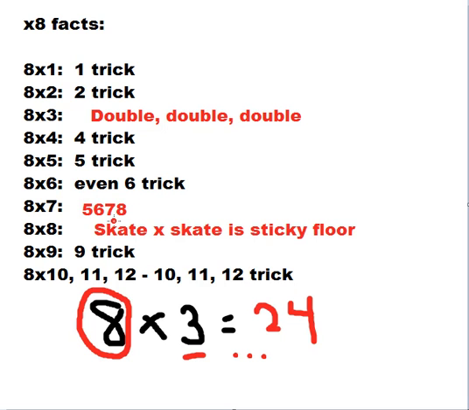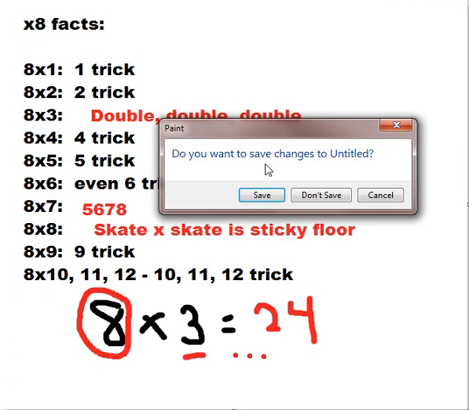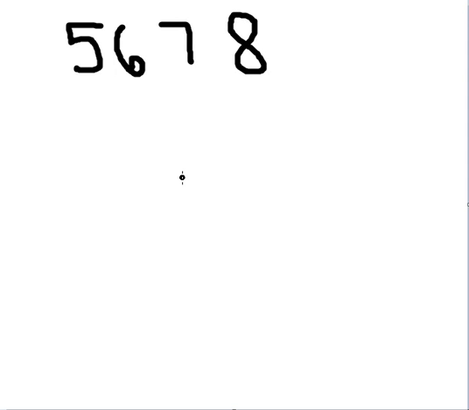Now we'll do 8 times 7. The trick for 8 times 7 is 5, 6, 7, 8. Let me get us a clean window here. 5, 6, 7, 8. You notice if you count in order, 5, 6, 7, 8.